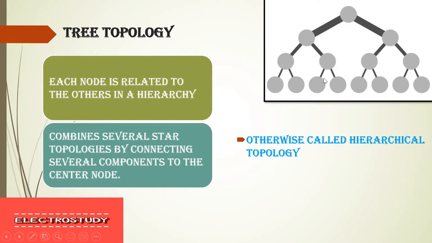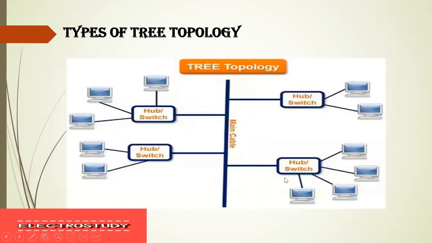Tree topology is a network where each and every node is connected to other nodes such that it forms a hierarchy. Based on this structure, it is otherwise called hierarchy topology. You can otherwise say that it also represents a star topology, that is, several star topologies connected together to form this tree topology. Every node is connected one-to-one, forming a hierarchy which resembles the structure of a tree. So now, how does a tree topology work?